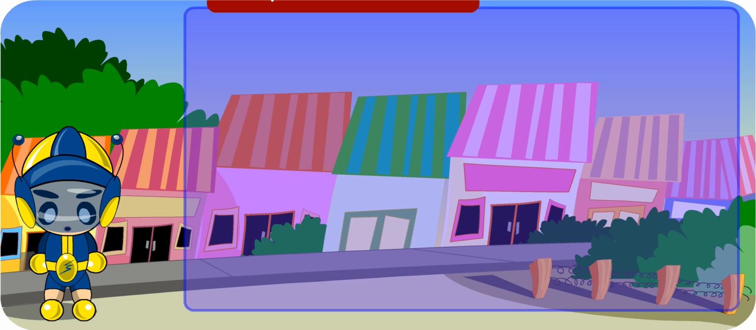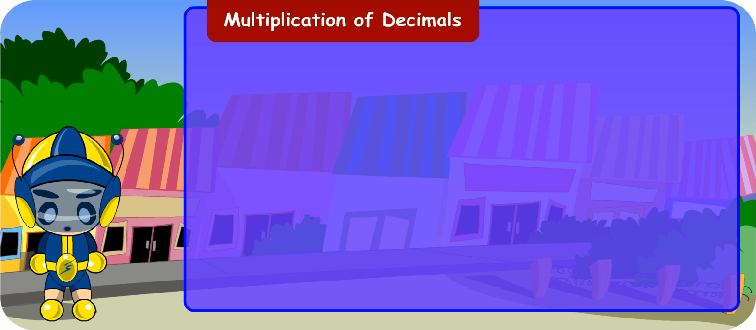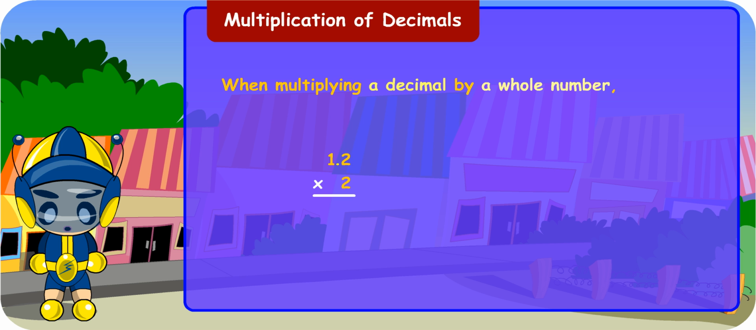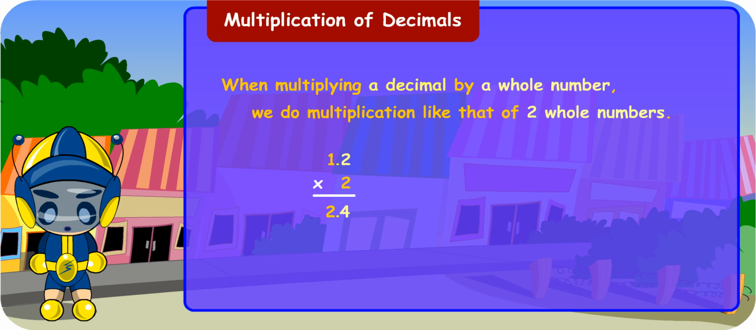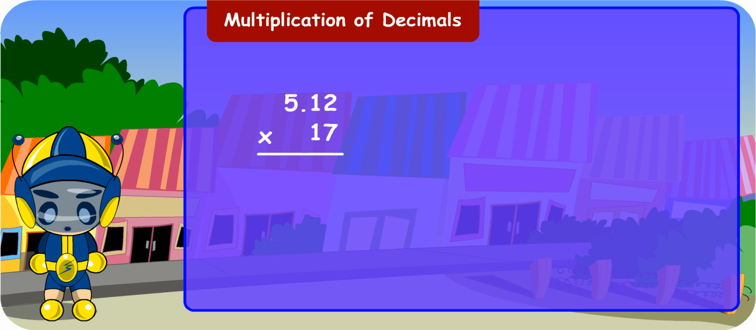Today, we are going to learn the multiplication of decimals. When multiplying a decimal by a whole number, we do multiplication like that of two whole numbers. The decimal point in the product should align with the decimal point of the decimal. Let me show you an example.